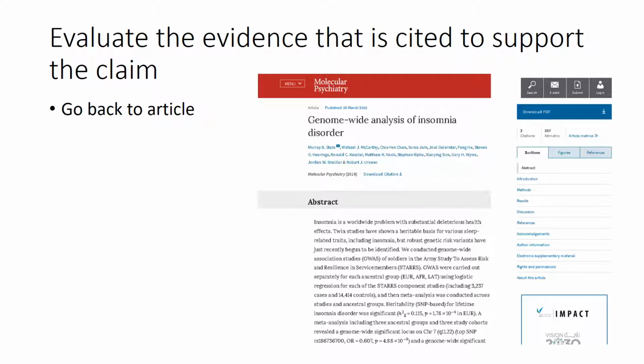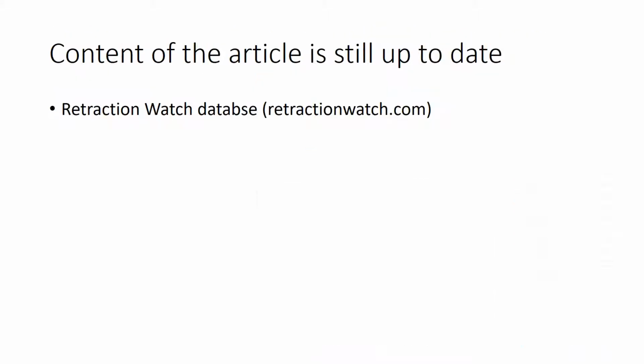Remember that one of the criteria in the baloney detection kit is use a reliable source of information. We'll now check the source of the information and investigate the evidence presented in the article itself. We can make a quick check on the currency of the information by checking the Retraction Watch database. If an article is published and an error is found after that publication, you might find it on Retraction Watch.